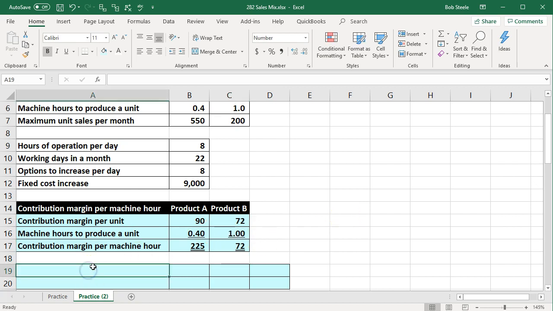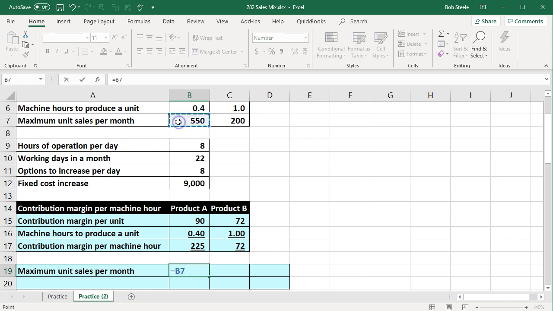Now what we're going to do is take our maximum units per month and consider the hours to produce those maximum units. How many hours would it take to produce the max? In other words, we're going to say this equals the maximum units that we could sell, the demand that we have. If we could meet the demand, we would be selling 550 and 200.